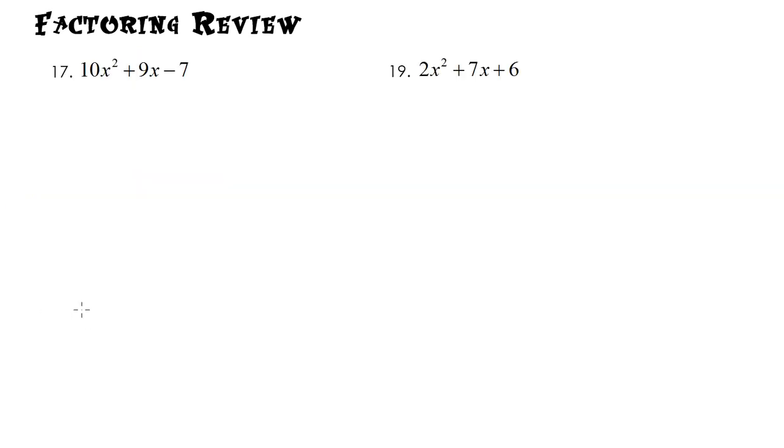Last couple to look at, 17 and 19. Again, same idea as what we were doing before. Multiply the first by the last. 10 times 7 is 70, so I'm going to come up with the factors of 70. 1 times 70, 2 times 35, 3, 4, 5 times, what's that going to be? 10, 14. 7 times 10, and I think those are all of our factors.